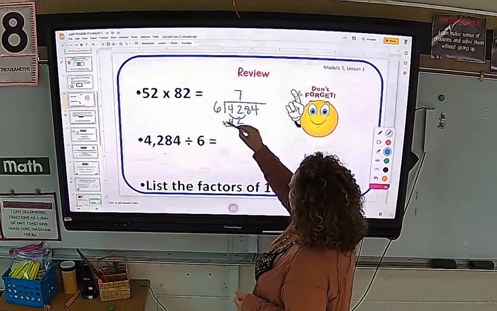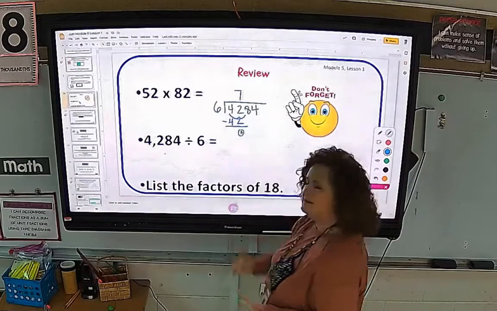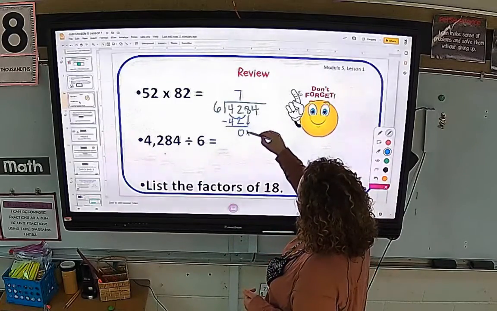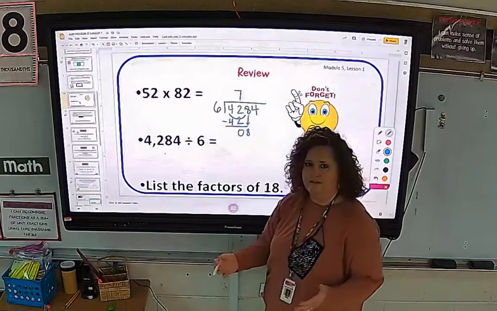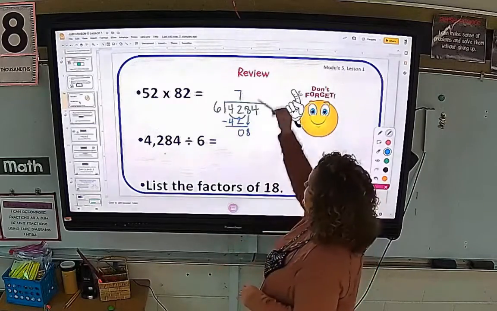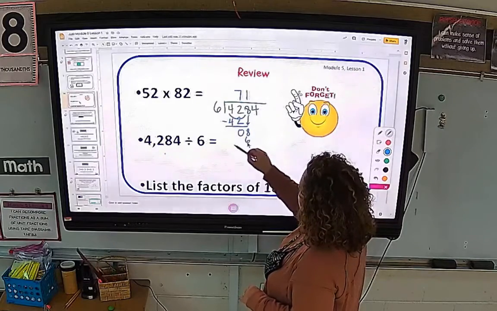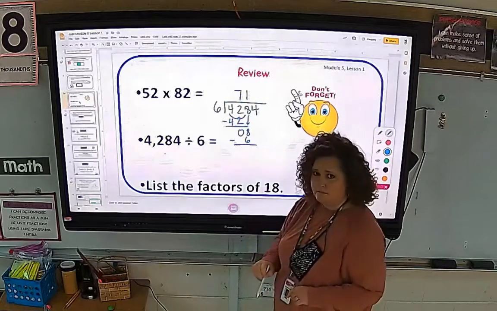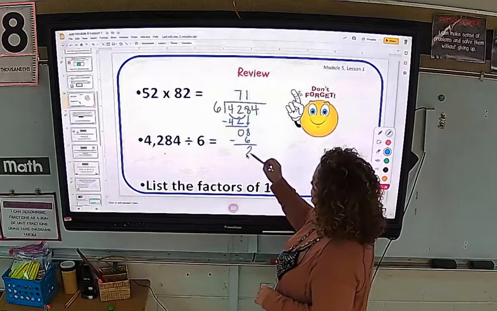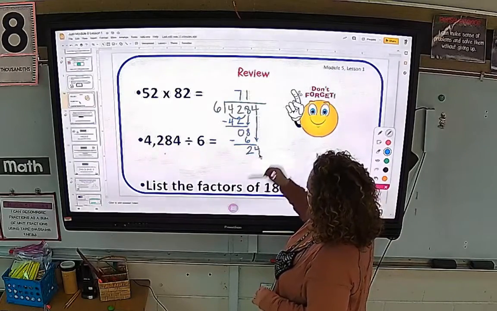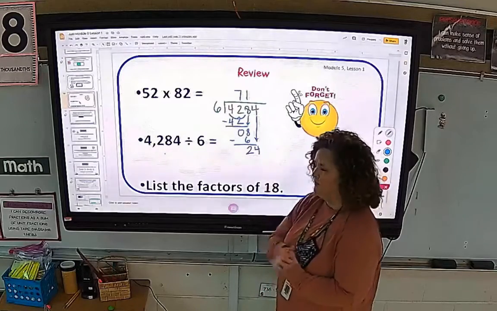And I'm going to subtract that, and I'll get 0, and I'm ready to bring down my next digit, which is that 8. If I have 8, then I can get one group of 6. 6 times 1 is 6, so we subtract that. Okay, we subtract that and get 2, and we're ready to bring down the next digit.